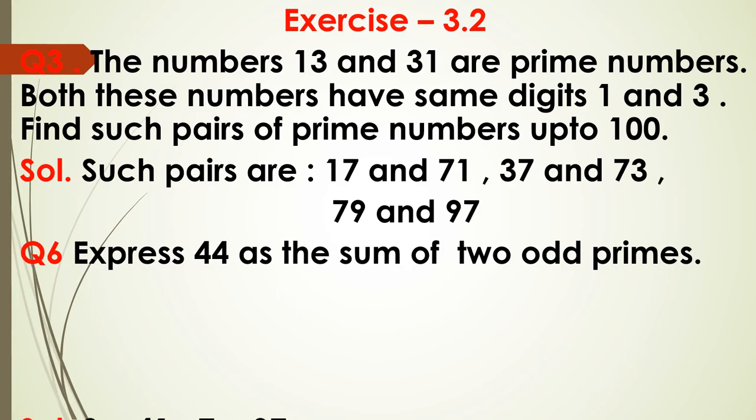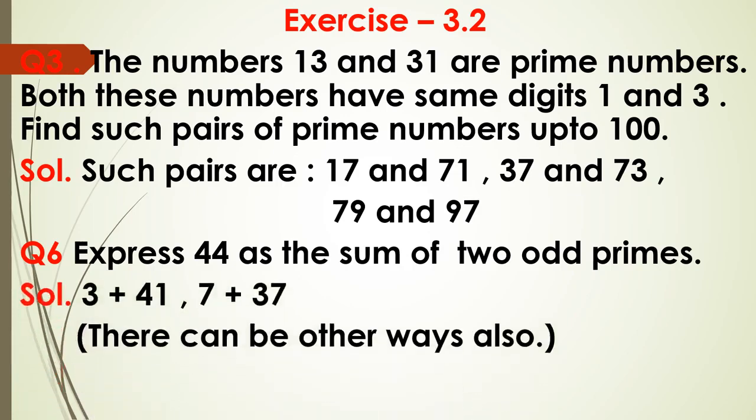Now see 44. 3 plus 41. 3 is an odd number and prime number also. 41 is an odd number and prime number also. And 3 plus 41 is 44. See one more example. 7 plus 37. 7 is an odd number, prime number also. 37 is an odd number and prime number also. Okay. There are other ways also in which you can find out 44 as the sum of 2 odd primes.